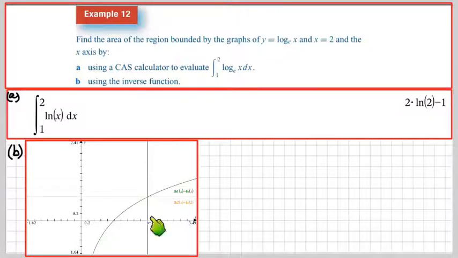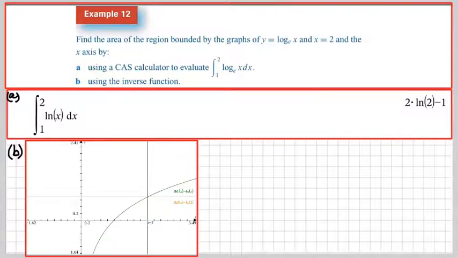There's the graph there. There's the graph of log x. There's the line x equals 2, and there's the x-axis. So what we're actually interested in doing here is getting this little sort of triangular-ish area here integrated. Okay, the area under this.